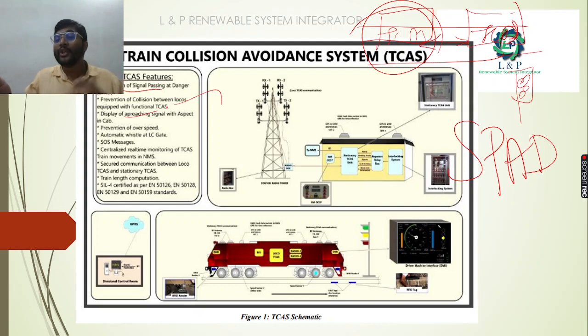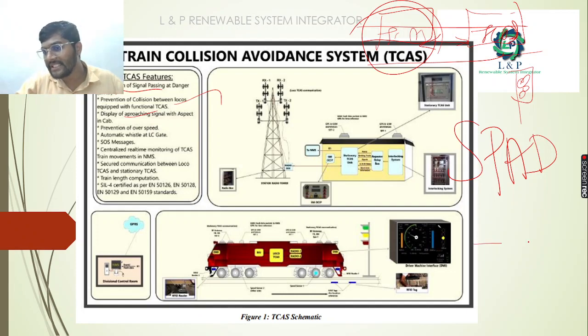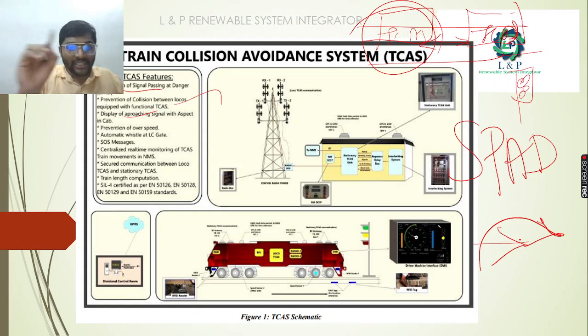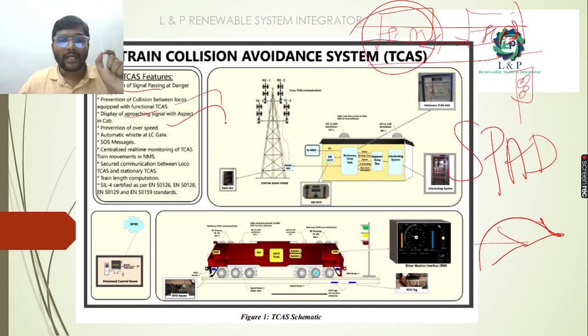Next, we need to prevent overspeeding. For example, if the train needs to travel at only a limited speed and it is exceeding that limit, then it is our duty to immediately prevent this overspeed. Also, most importantly, if a train is crossing at a very high speed, we need to make an automatic whistle at the LC gate.